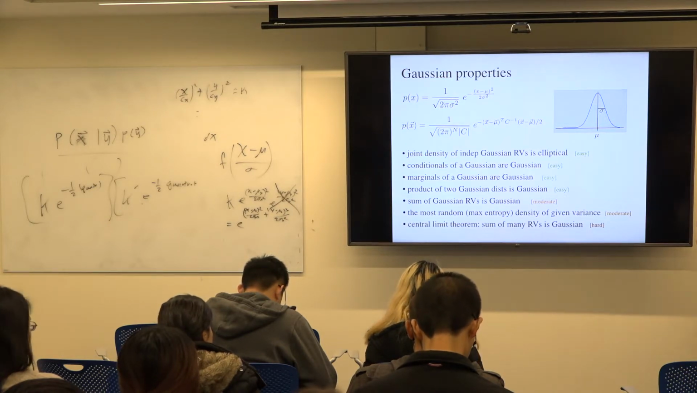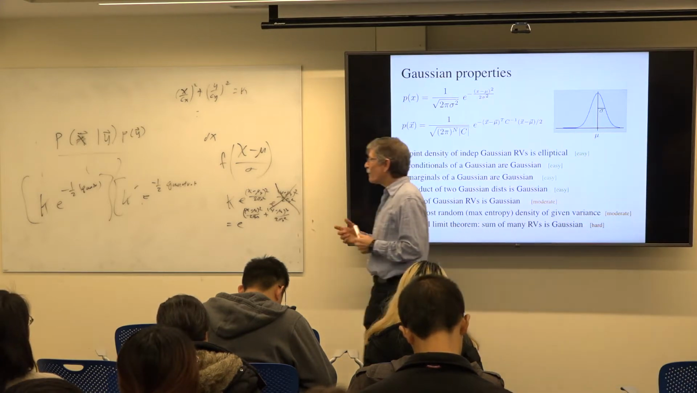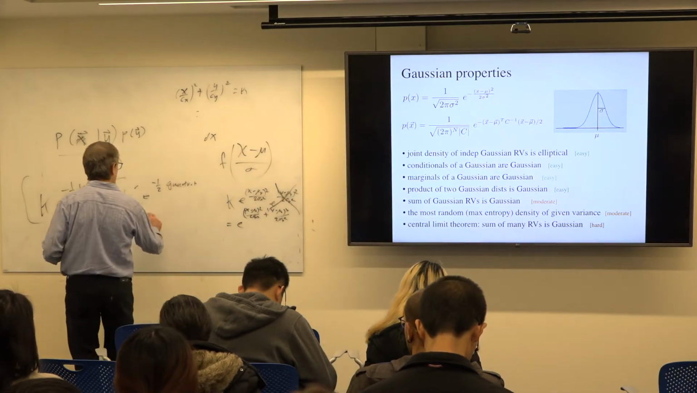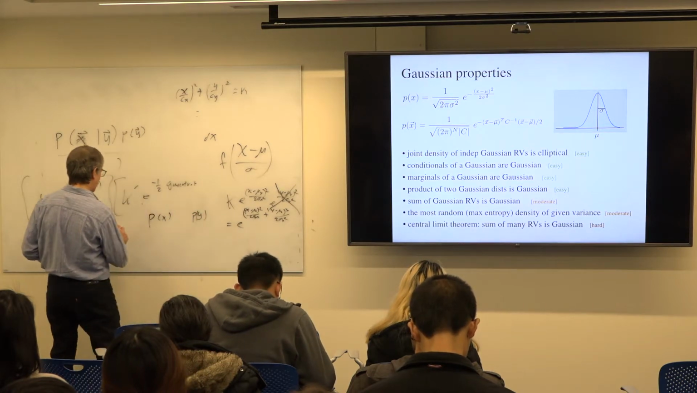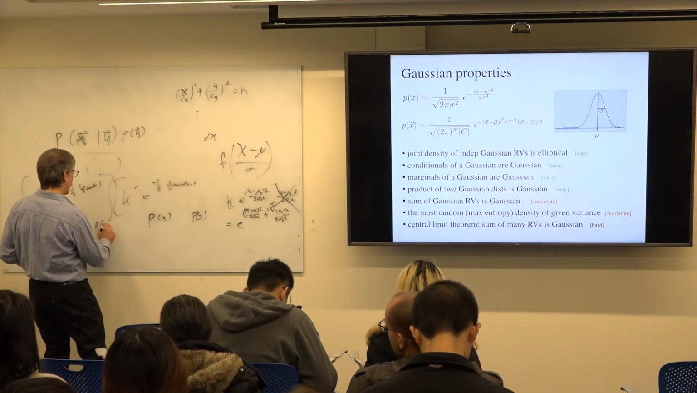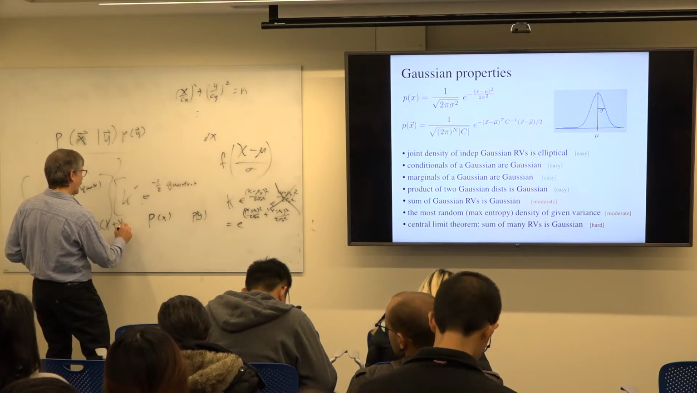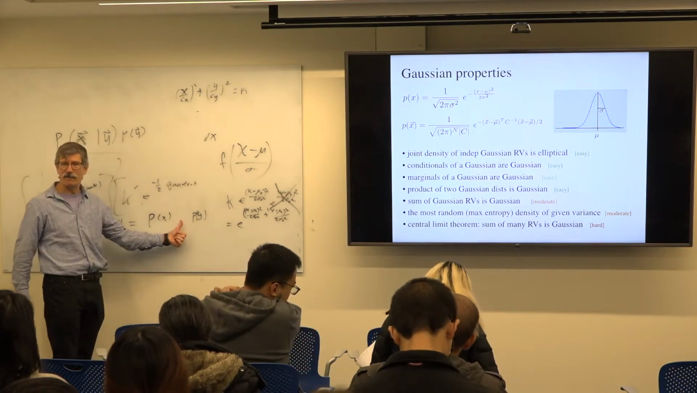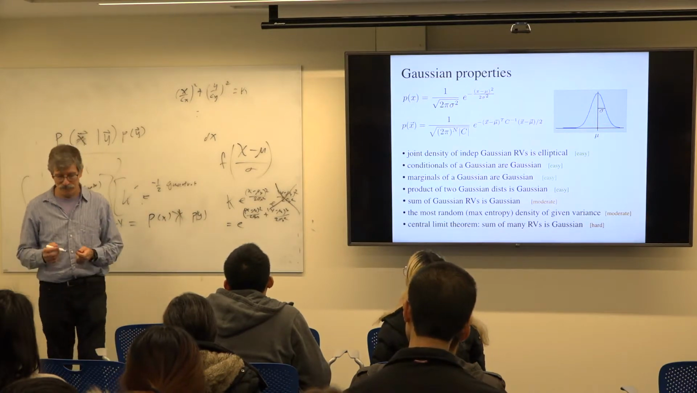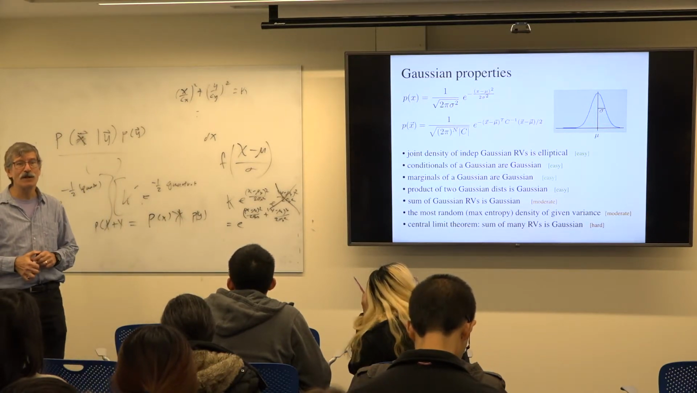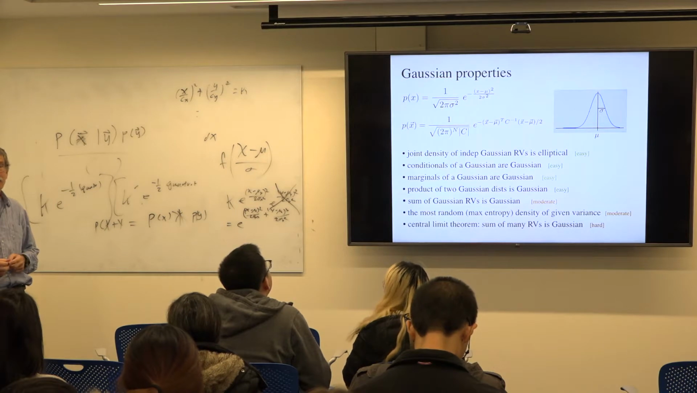If I've got P of x and P of y, and I add the random variables x and y, what do I do with P of x and P of y to get P of the random variable X plus Y? What do I put here? Yeah, convolution. And the convolution of two Gaussians is a Gaussian.